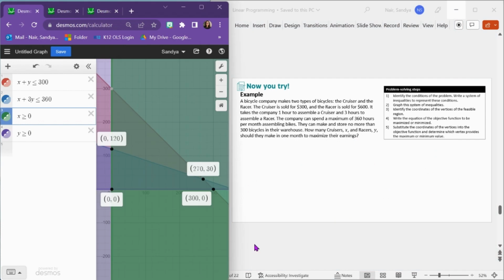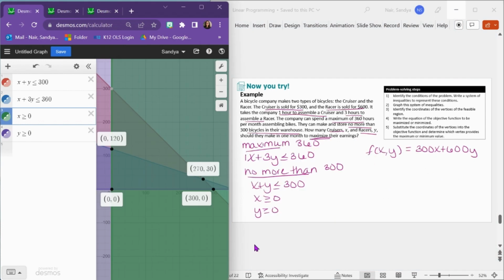Okay, so now let's talk about the solution to this problem. So they make two types of bicycles, the cruiser and the racer. So the cruiser is what they're calling X and the racer is Y. So notice that we have one of our conditions, they can spend a maximum of 360 hours a month assembling bikes. So if they spend 1 hour on a cruiser and 3 hours on a racer, that means 1x plus 3y has to be less than or equal to 360.